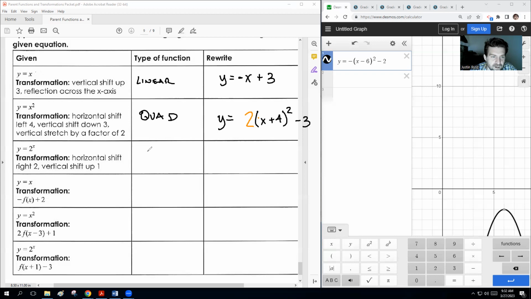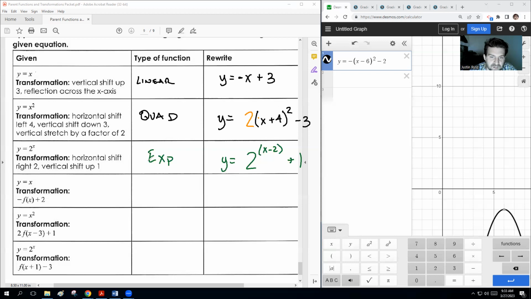All right, next, y equals 2 to the x. Okay, so that's an exponential equation. A horizontal shift to the right. Inside of exponential is actually the exponent here. It'd be x minus 2 on the inside. And then a vertical shift up would be plus 1 on the outside.